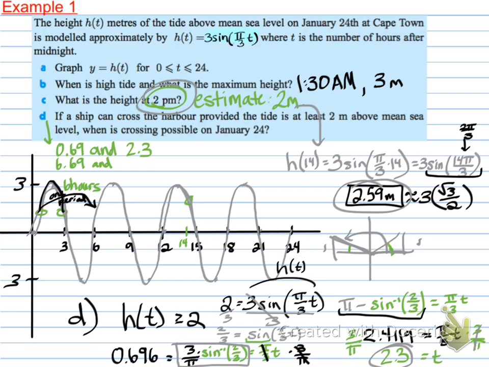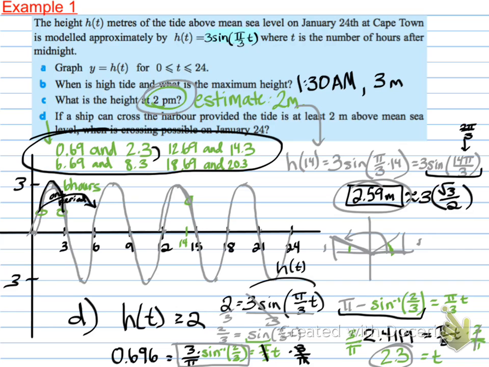Well, there's 6 hours later, so at 6.69 and 8.3, all I did was add on 6 hours to go the next period of the function. And then I do it again and again. So I'm adding on 6 hours altogether 4 times to get all 4 sections. So hopefully you're seeing that the graph is very helpful to analyzing these situations, but also we need to know things about sine, and that sine repeats itself, that we have this supplementary pair here. So those are the solutions. I can convert them back to hours, but these are the hours after midnight that those tides will occur for the ship to cross the harbor.